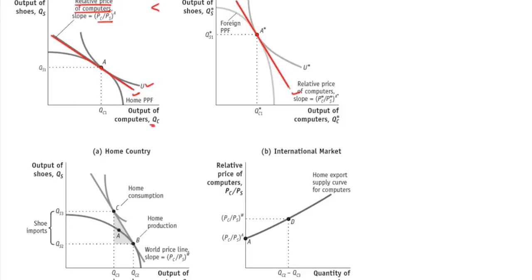Now first we'll study the impact of international trade at home. At home we know that the no-trade equilibrium was at this point A, and the relative price of computers is low. Now suppose the slope of the world price line of computers is given by PC upon PS, W. If we draw this line, it touches the production possibility frontier at this point B.